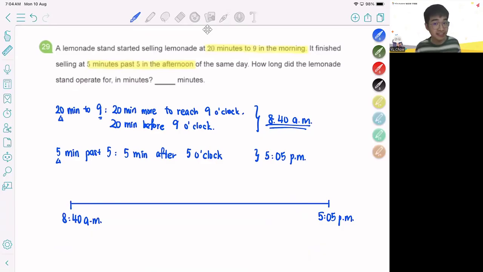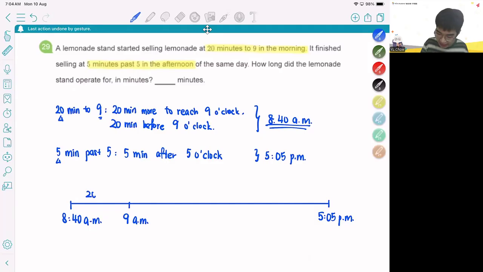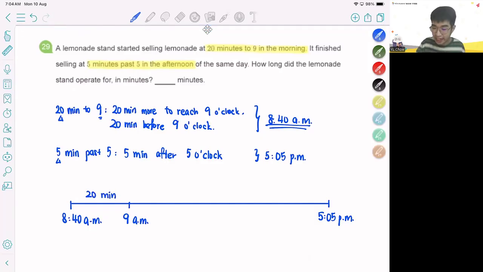The question already hinted at it. Actually, it is 9 a.m., right? 9 o'clock. And how many minutes is this duration? The question actually already told you, right? It is 20 minutes, right? Because 8:40 a.m. is 20 minutes to 9. I still need 20 minutes. So this duration is 20 minutes, okay?